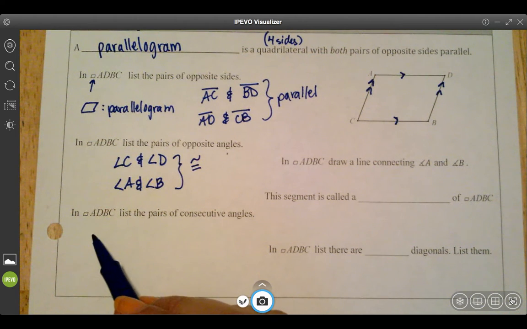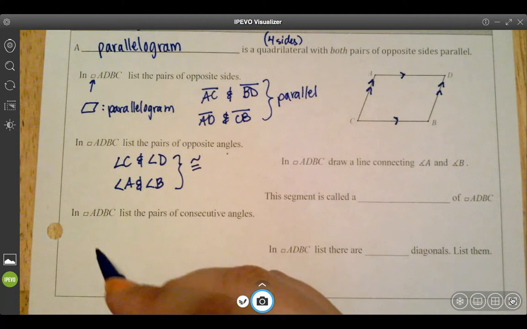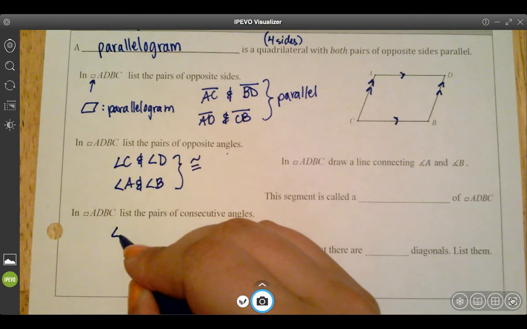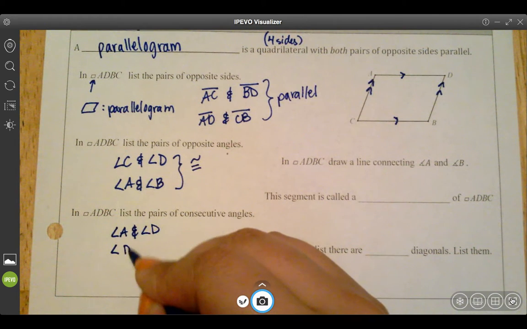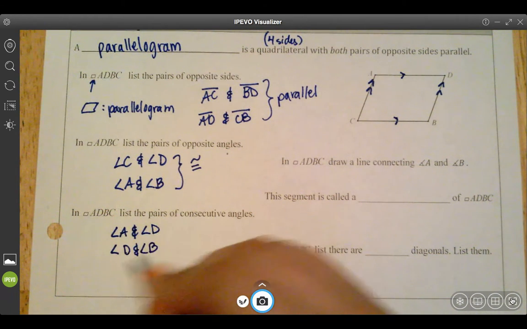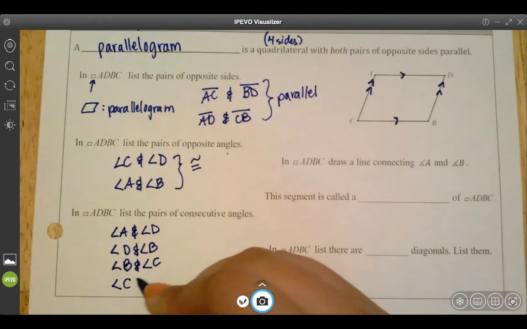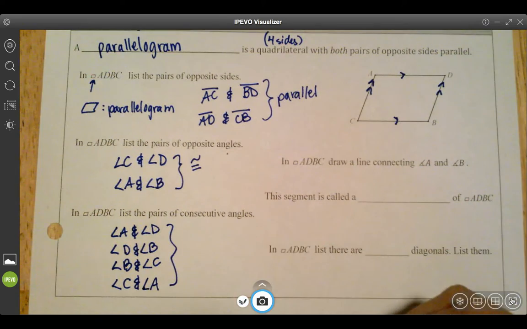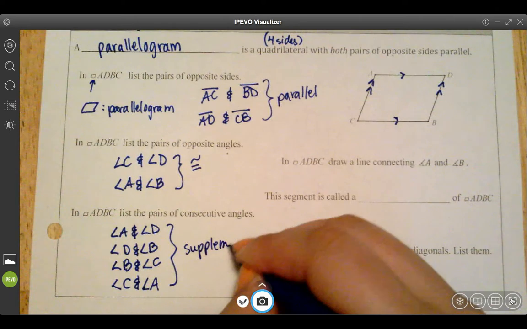In parallelogram ADBC, list the pairs of consecutive angles, angles that are next to each other. Not adjacent angles, but consecutive angles. So that's angle A and angle D, and angle B and angle C and angle A. And we know by consecutive angles that these are supplementary.